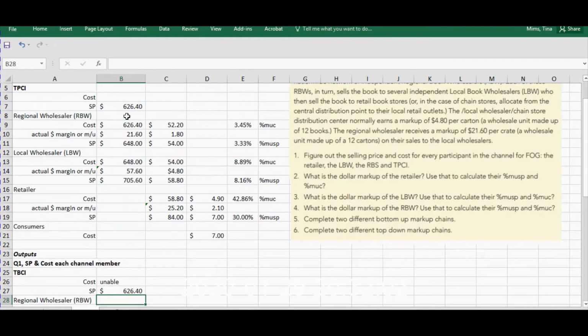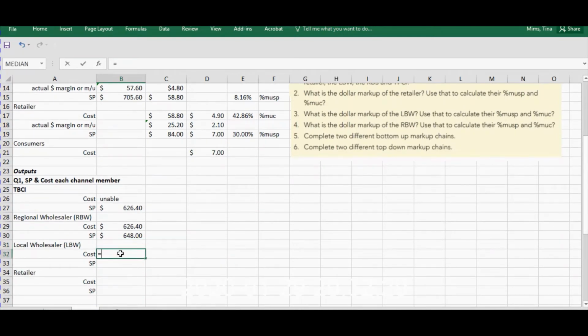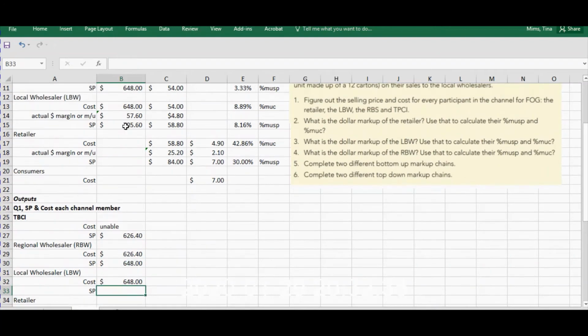It's $626.40. And now we'll go to the regional wholesaler, and let's look at what our cost was there. We got that. In fact, in the case, what you would probably do is refer to the selling price of the manufacturer. However, we need to go pick up the regional wholesaler's selling price, which is all this question is asking for, which means we have the cost for the local wholesaler, isn't that right? And the local wholesaler's selling price we were able to calculate.